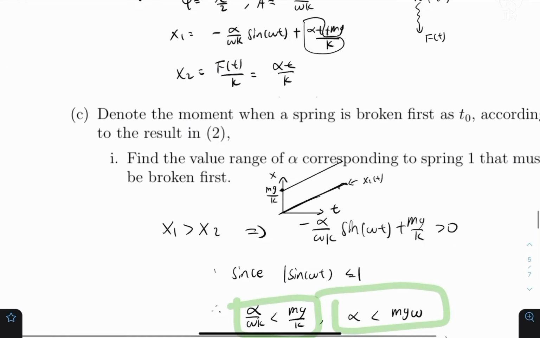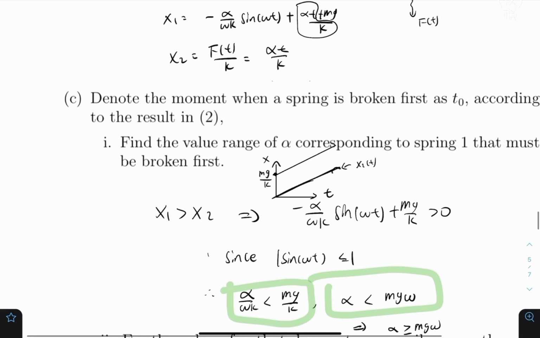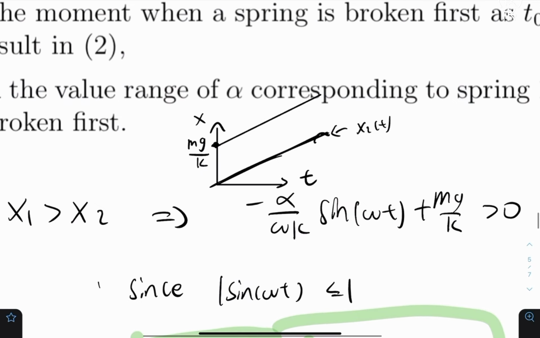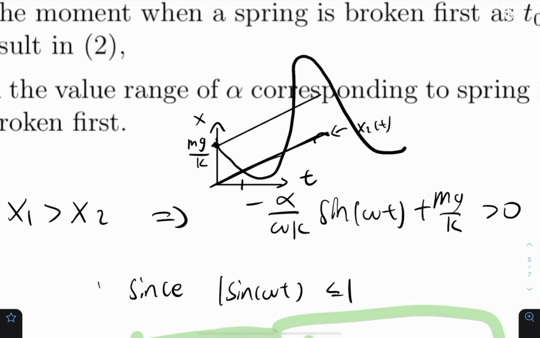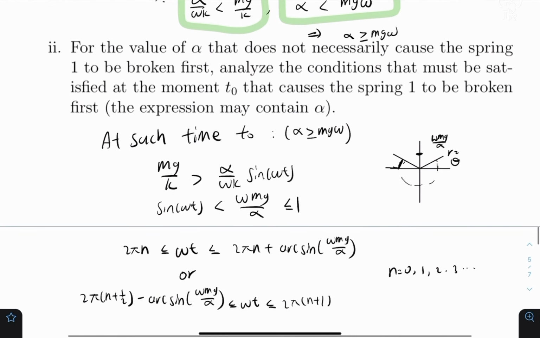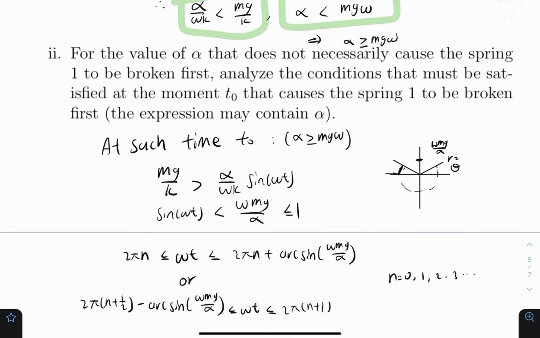And when x2 is going to break first, if we draw the graph, the time is probably in this region, or this region over here, or this region. For this, we're going to figure out what the conditions are. Let's go back to the problem. If we write out the equation, we'll see mg divided by k is greater than this term, right?